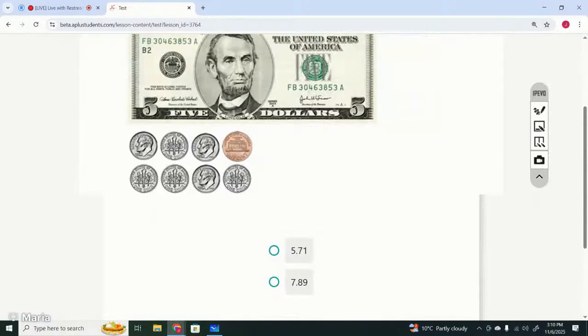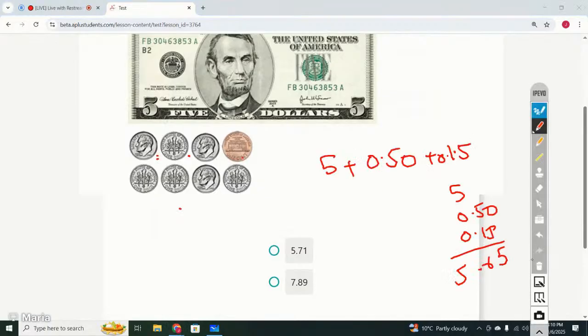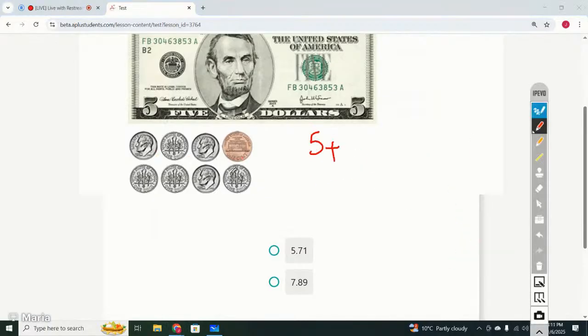Okay, let's just count. We have a $5 bill plus 1, 2, 3, 4, 5, 6, 7 dimes. That is 0.70. We need to count them by tens, and a cent, that is 0.01. So together they make 5.71. Option number 1 is the correct option. 5.71 it is.